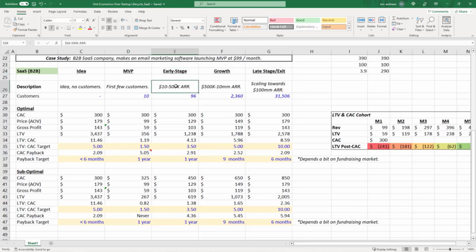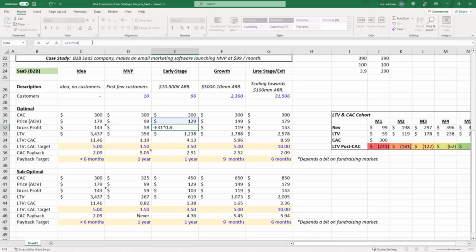So now let's say we're getting to the early stage. So now we're scaling. We have 96 customers, we're saying. The CAC has been stable. We're able to continue to acquire customers at the same CAC, but we've been able to increase the price from $99 to $129. And then with that price increase, our gross profit margin goes to 80%. In addition, in the first couple customers, they were only on for 6 months because our product wasn't perfect, but now customers are sticking around for 12 months. So 12 times 103 is 1238 customer lifetime value.